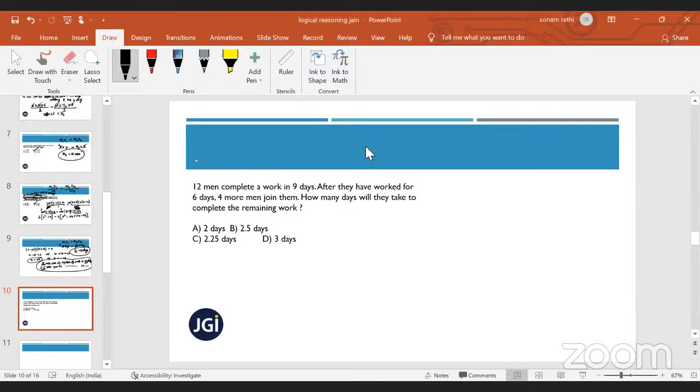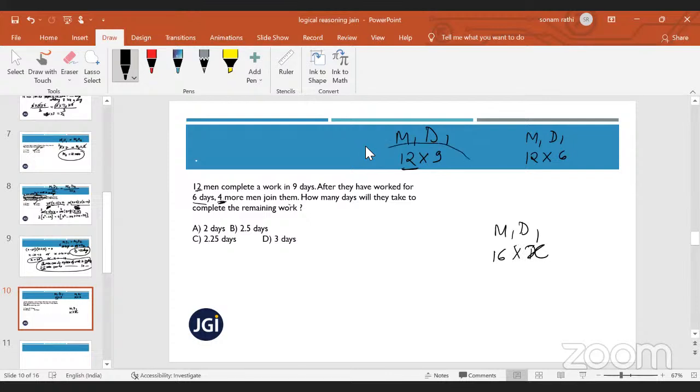12 men can complete a work in 9 days. So M1 D1 is 12 into 9. After they have worked for 6 days. So this 12 men worked for how many days? 6 days. So 12 into 6. Then 4 more men joined. So 12 plus 4, that is 16. Then how many days required? So this you need to calculate, this value X.